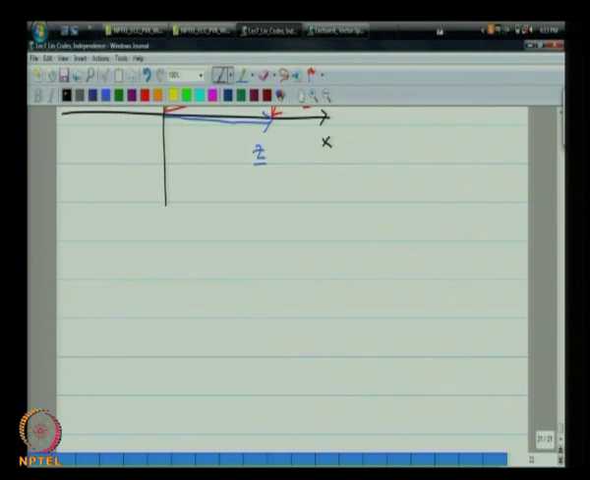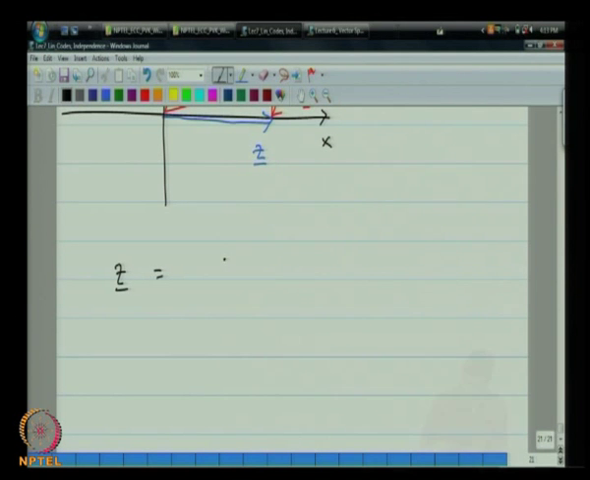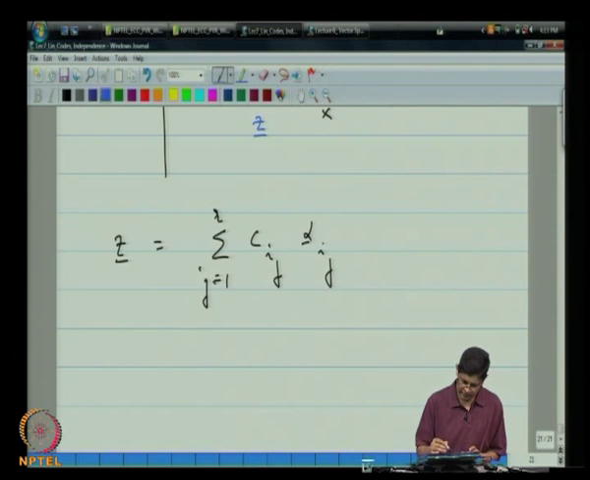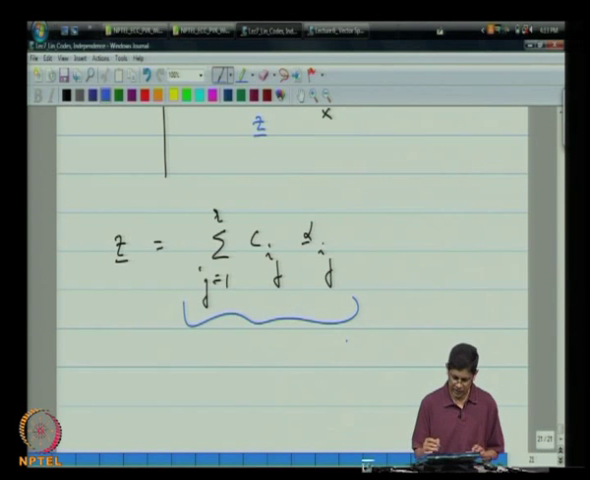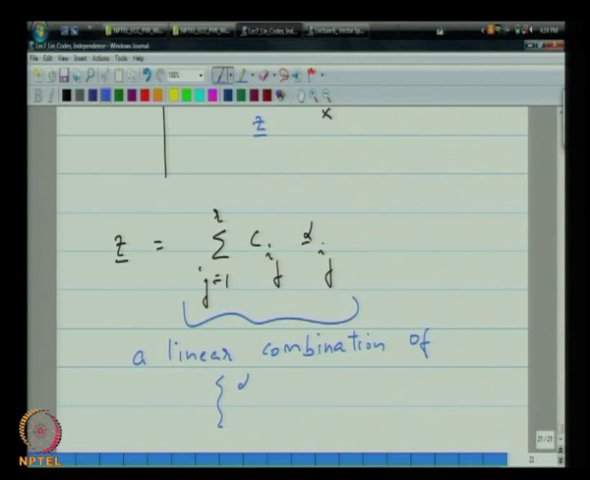So, I will just make a quick note of that, and with that we will end the lecture. So, z is equal to sigma c_ij alpha_ij, j is equal to 1 to r. This is what we mean by a linear combination of the vectors alpha_ij, right.